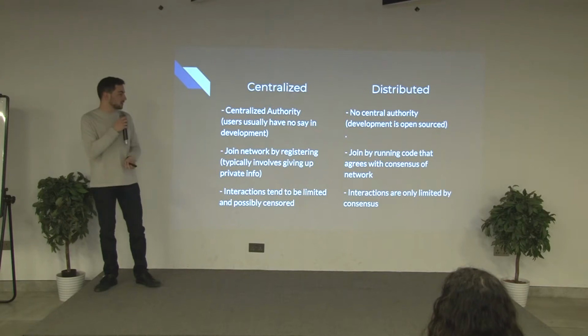Some interesting differences between centralized and distributed networks. In centralized networks, you have centralized authority. And usually users have no say in the development of the product or service that they are receiving from this company. For example, if you wanted new or different features on Facebook or Uber, as a consumer, you have no say in what happens.